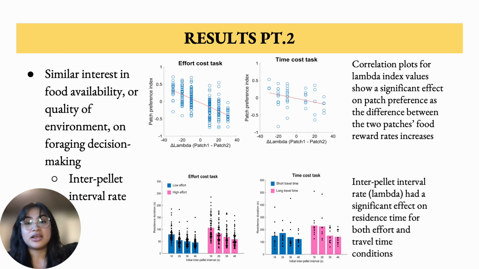Furthermore, the interpellet interval, again our lambdas or our food reward rates, also had a significant effect on residence times for both effort and travel time conditions, which we can see here at the graphs below, where richer environments, denoted by the 16s, had higher residence times for both the low effort, high effort, short travel time, and long travel time.